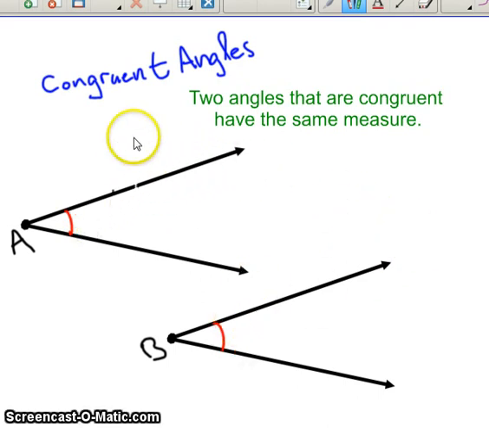Another thing that you might see is tick marks. You could see angle A congruent to angle B because of a tick mark here. And the same thing, you could have double tick marks, triple tick marks, and so on. As long as they have the same number of tick marks, that implies those two angles are congruent to each other.